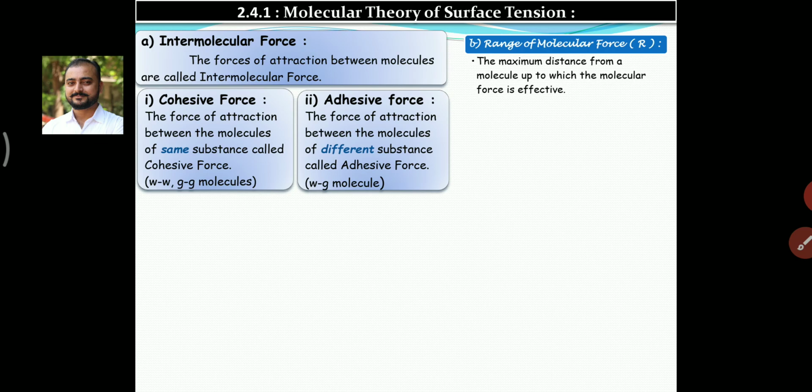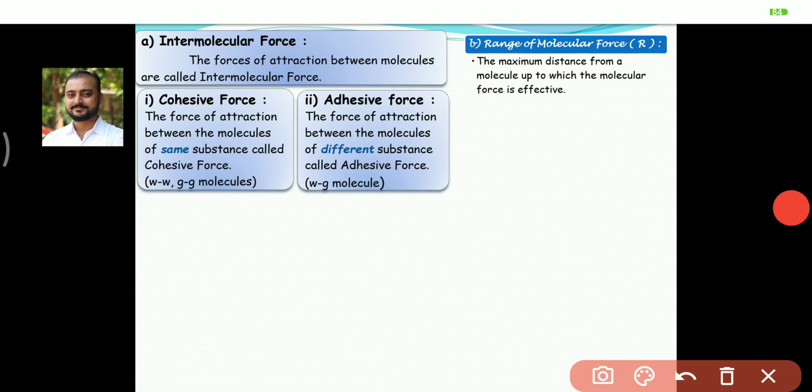Now we have to study some definitions related to surface tension to understand the phenomenon of molecular theory. The range of molecular force. What is the range of molecular force? As you know, every particle, or here you may consider a molecule, has a force of attraction, which may be cohesive or adhesive. So there is a certain range up to which this molecule can exert the force of attraction.